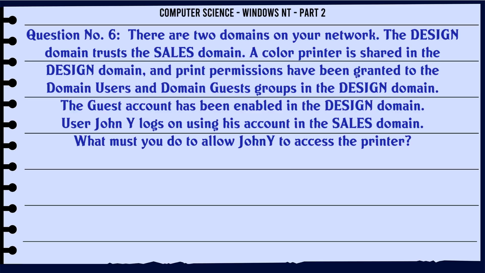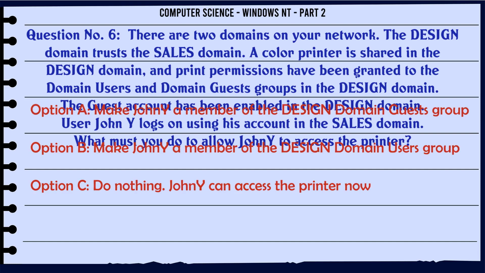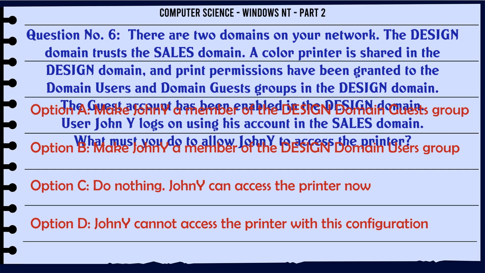There are two domains on your network. The design domain trusts the sales domain. A color printer is shared in the design domain and print permissions have been granted to the domain users and domain guests groups in the design domain. The guest account has been enabled in the design domain. User Johnny logs on using his account in the sales domain. What must you do to allow Johnny to access the printer?